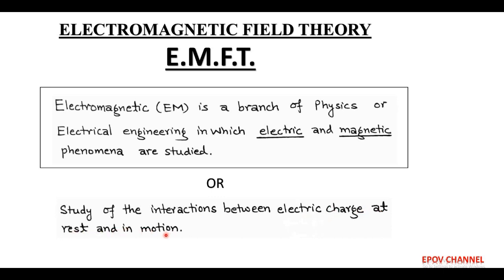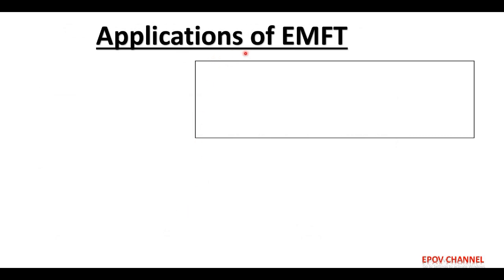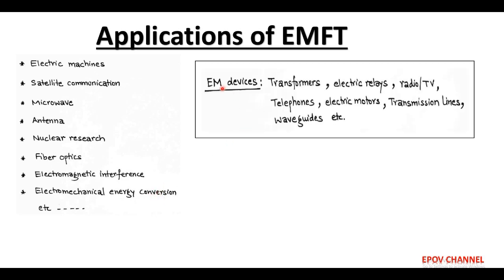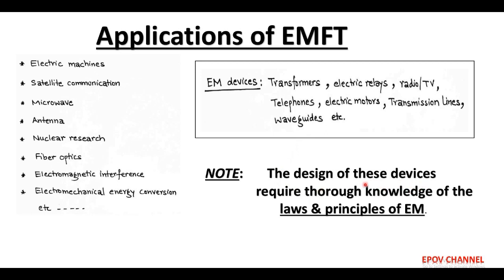This electromagnetic effect is used for many applications, such as electric machines, satellite communication, microwave, antenna, nuclear research, fiber optics, electromagnetic interference, electromechanical energy conversion, and many more. And the devices corresponding to these applications are called electromagnetic devices. For example, transformers, electric relays, radio, TV, telephones, electric motors, transmission line, waveguides, etc. And as far as the designing is concerned, we require a thorough knowledge of laws and principles of electromagnetics.